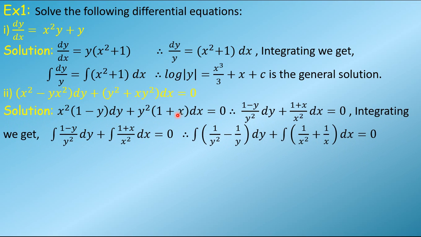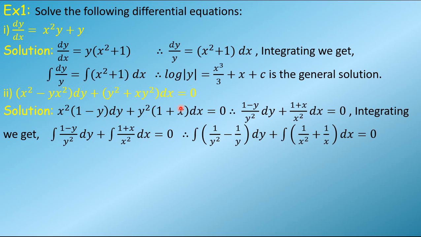Then divide both terms by the required term, meaning here keep the terms of y and here keep the terms of x. So divide by x square as well as y square. We will get (1 minus y) upon y square dy and (1 plus x) upon x square dx. Integrating, we came to this stage. Separating, 1 upon y square minus 1 upon y, and this is also separated like this.